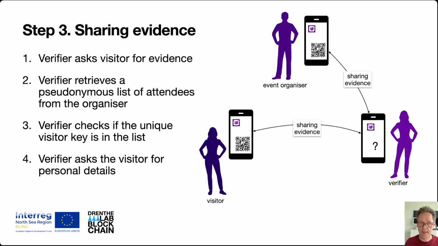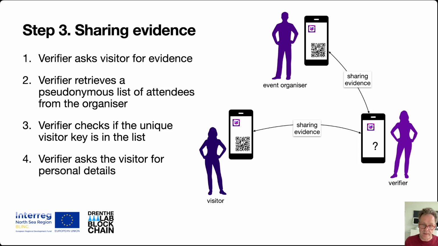Okay, very cool. Now we come to the last step, sharing the evidence. Now there is the third role, the verifier, the person who is in charge of making sure that the visitor really attended the event of the event organizer. The verifier asks the visitor for evidence, and the visitor shares the collected secret with the verifier.